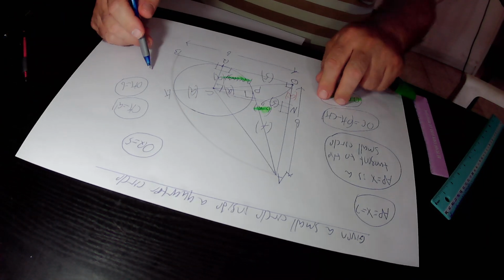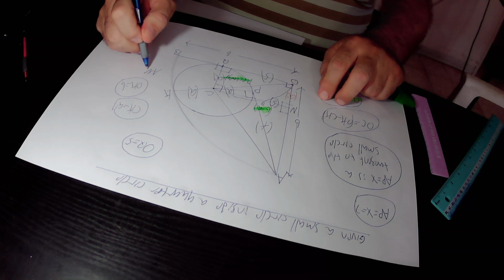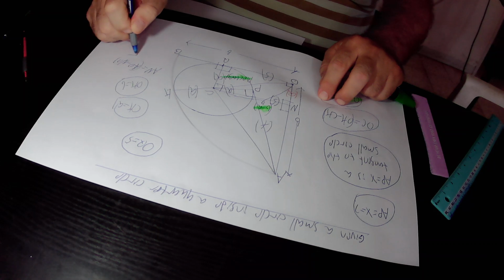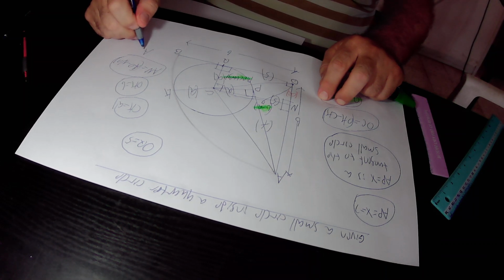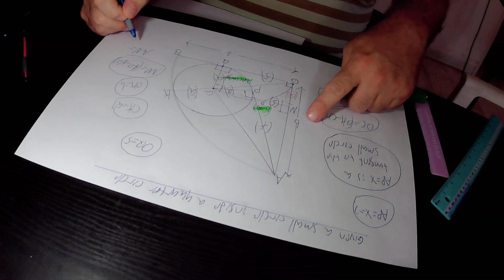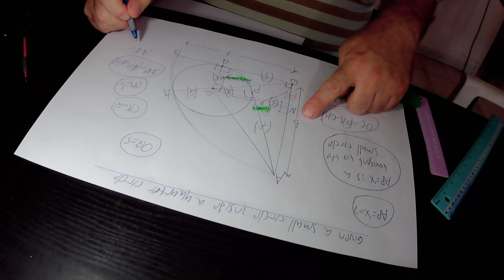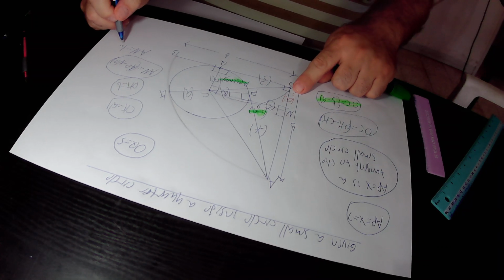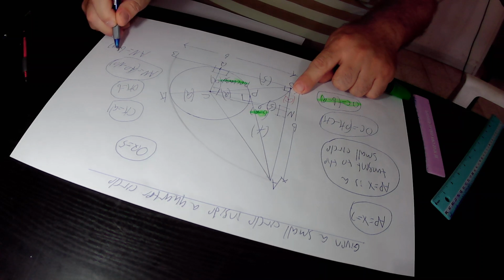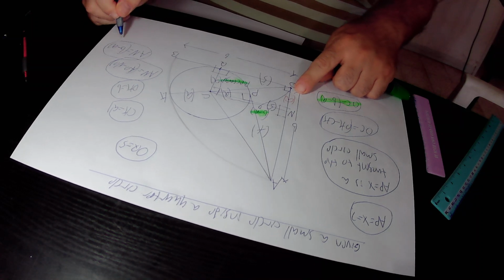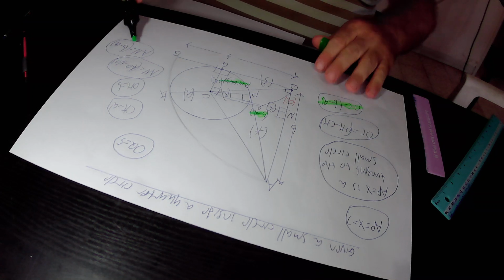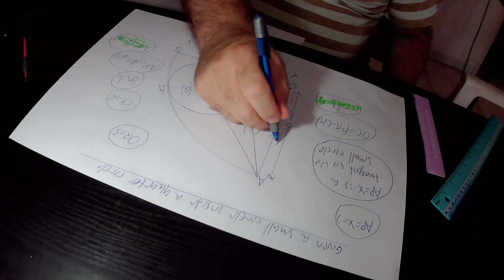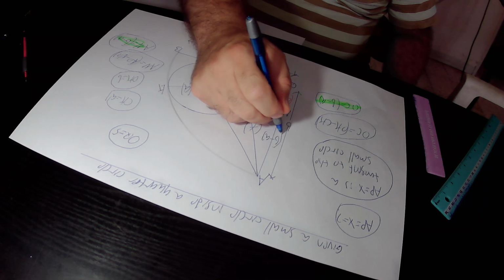AN equals AO minus NO. So AN in total equals AO. AO is the radius of the big quarter circle, that is B, minus NO. We just found out that NO equals A. So in total, AN equals B minus A units in its length.